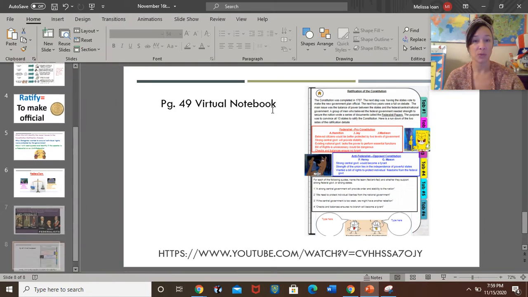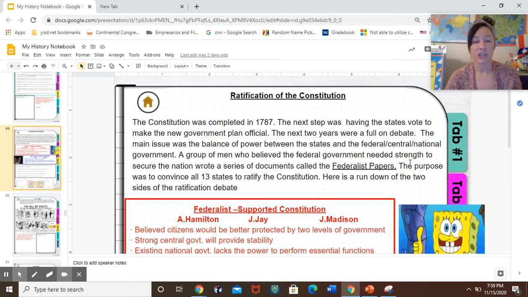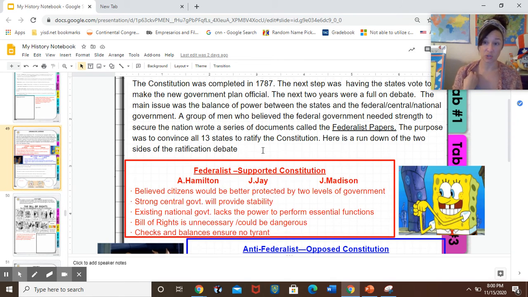okay? So let me switch over to our notebook, okay? The Constitution was completed in 1787. The next step was having the states vote to make the new government plan official, ratify. The next 2 years were a full-on debate. The main issue was the balance of power between the states and federal, central, national government. A group of men who believed the federal government needed strength to secure the nation wrote a series of documents called the Federalist Papers. The purpose was to convince all 13 states to ratify the Constitution.